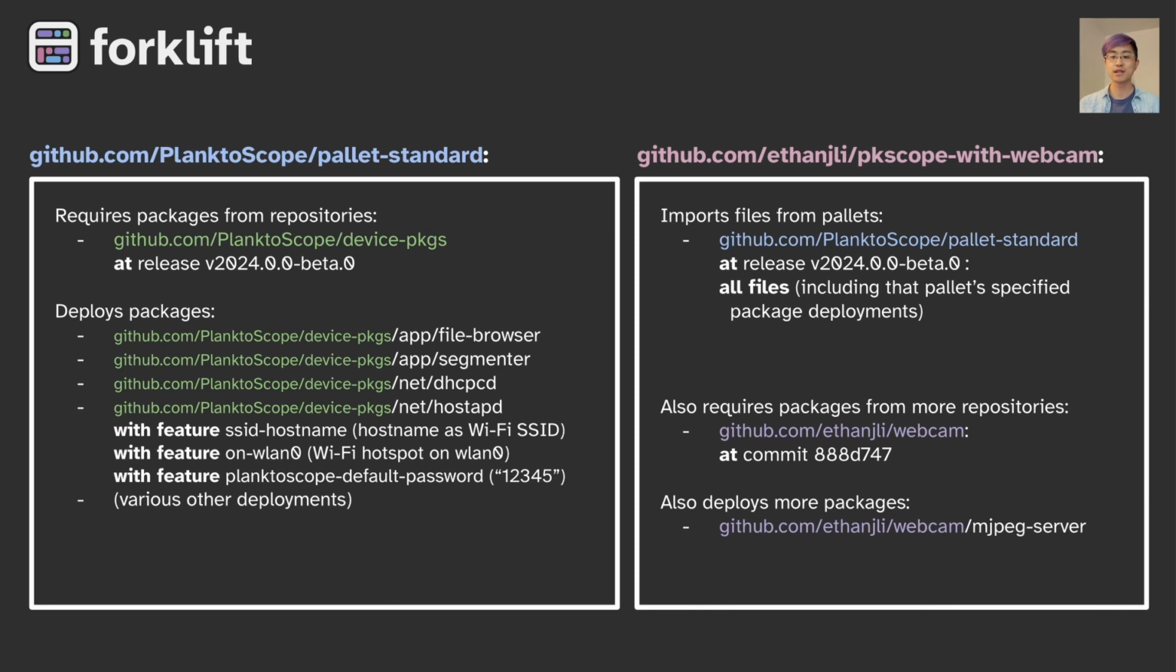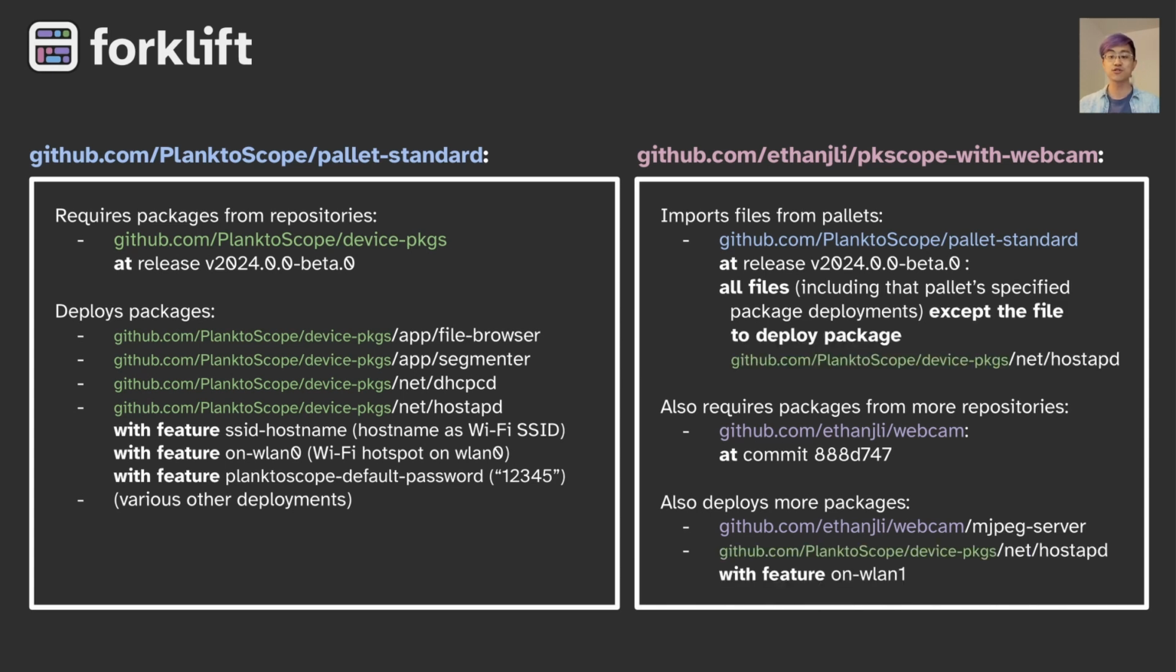I'm currently working on enabling palettes to also declare that they'll import particular specification files from particular versions of other palettes. This way, it's simple to define a palette which combines everything from several other palettes and package repositories, and also adds its own customizations, such as replacing a package with a modified version from some other repository.